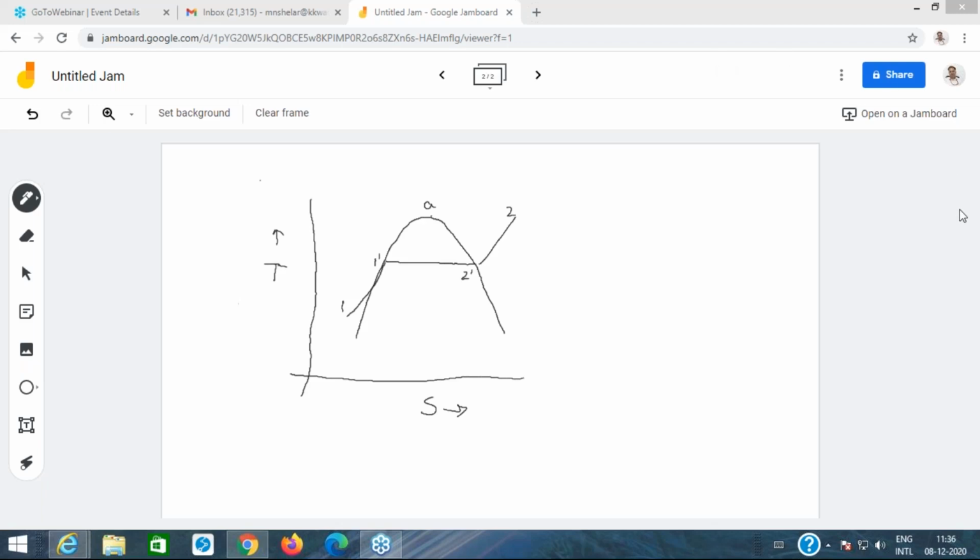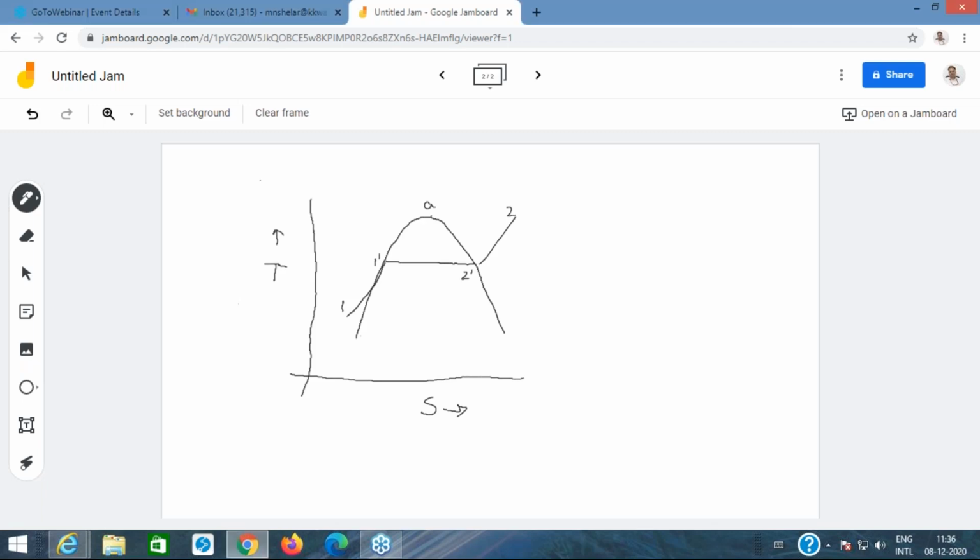How should I represent the next process on a temperature entropy diagram? What is that next process, 2 to 3? The next process 2 to 3 is an isentropic process, meaning the entropy is constant. And if the entropy is constant, it has to be shown by a vertical line. Is this correct or no? It has to be shown by a vertical line, right, up to the lowest pressure.